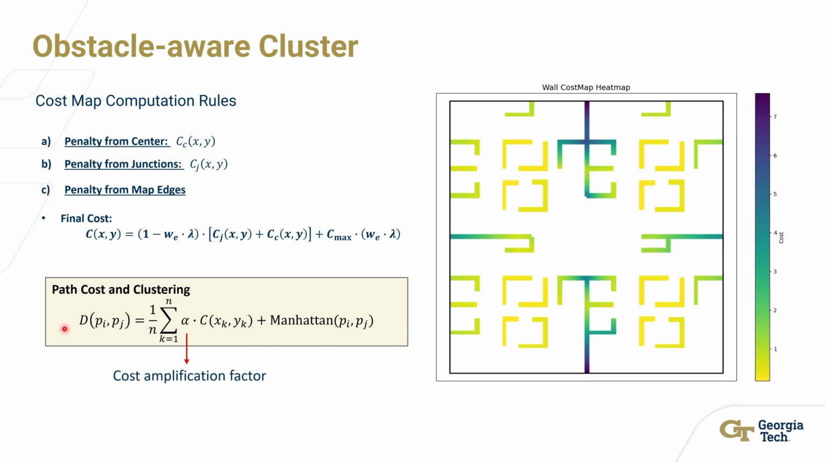To incorporate these penalties, we draw a straight line between each pair of tasks and add cost wherever the line intersects a wall. This discourages the algorithm from clustering tasks that are difficult to reach from one another.